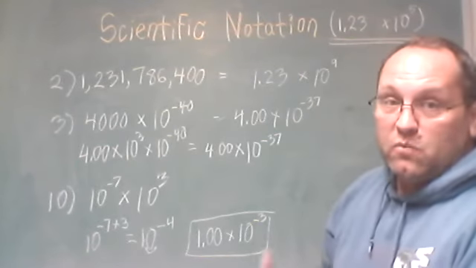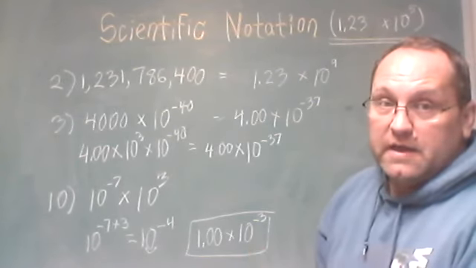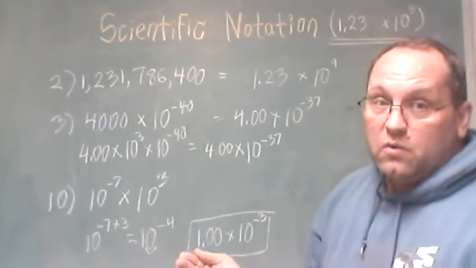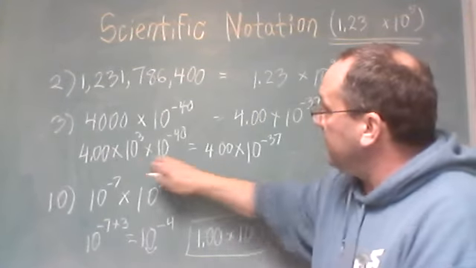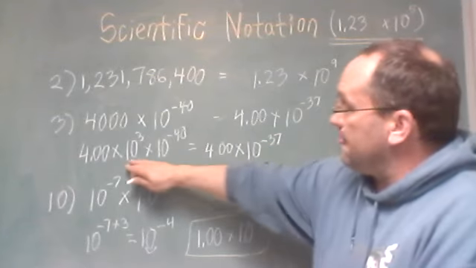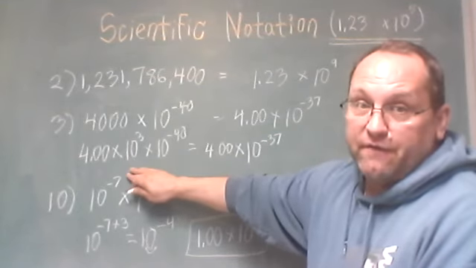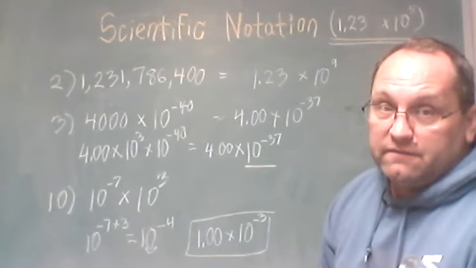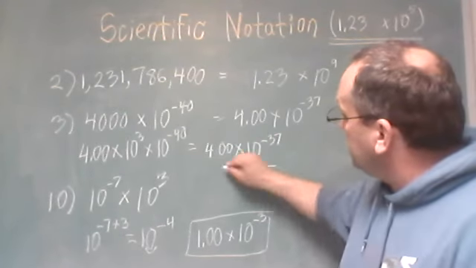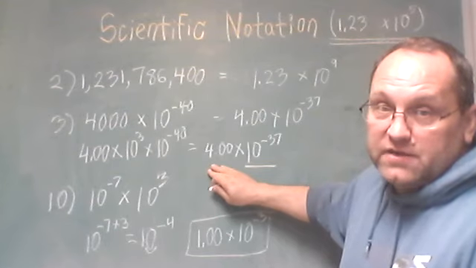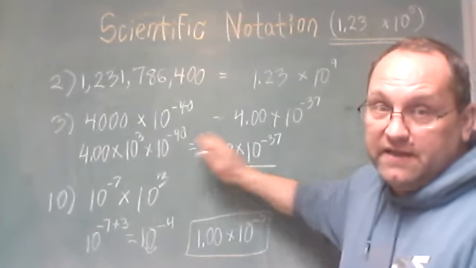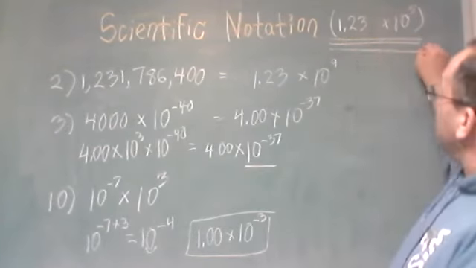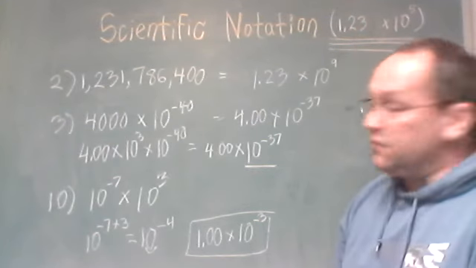Because remember, when we multiply numbers together, it doesn't matter what order we do them in. So we can multiply these bases of 10 together first. That's what we do over here. We combine them in a multiplication first, and we don't perform this multiplication with the 4.00. We just leave it out front, because that's our proper form for scientific notation.